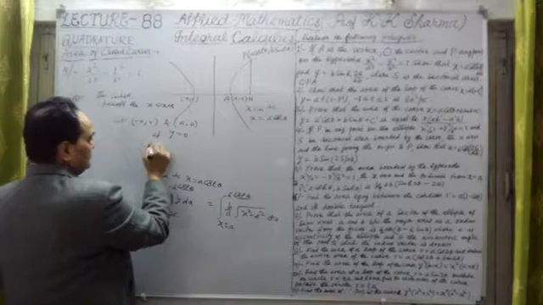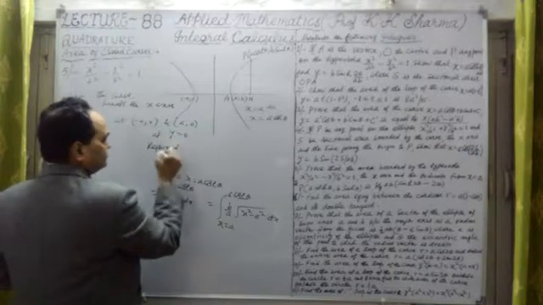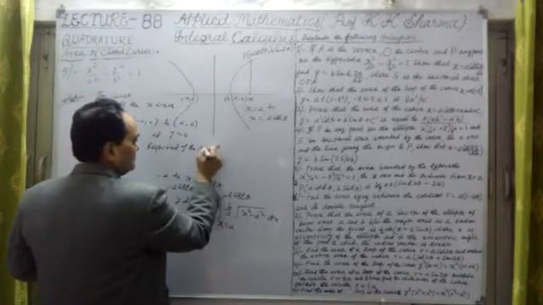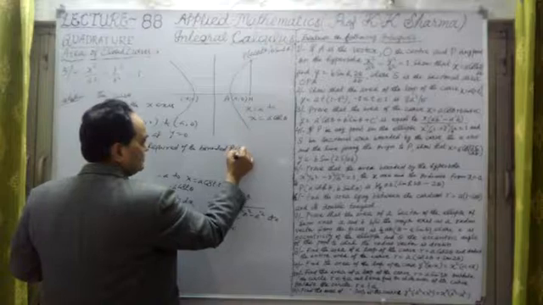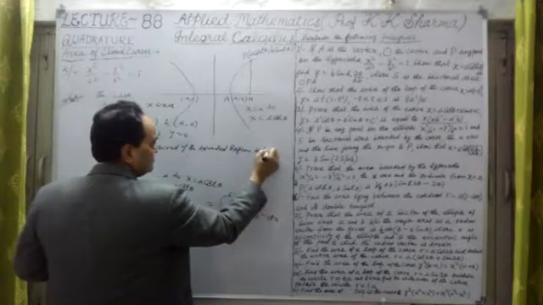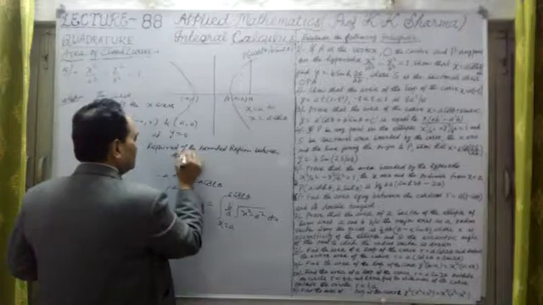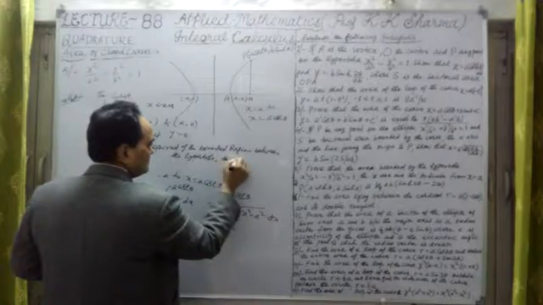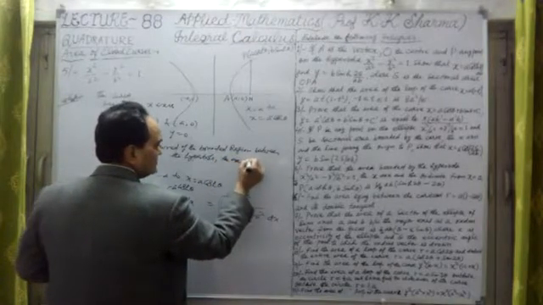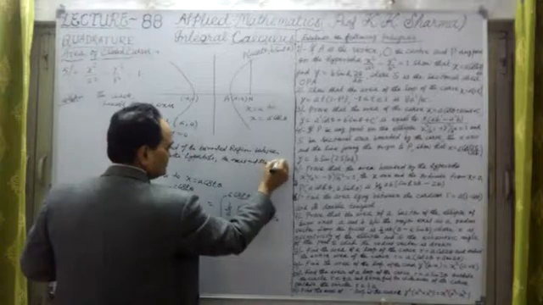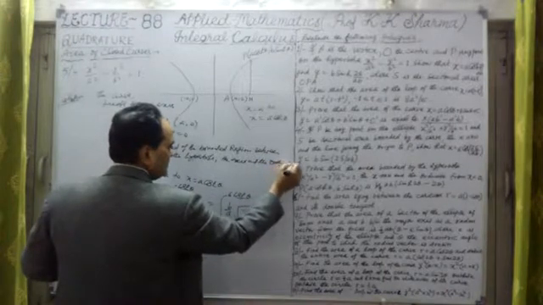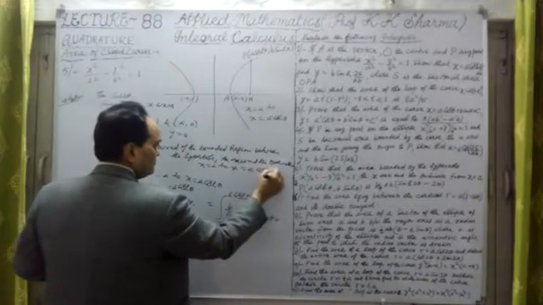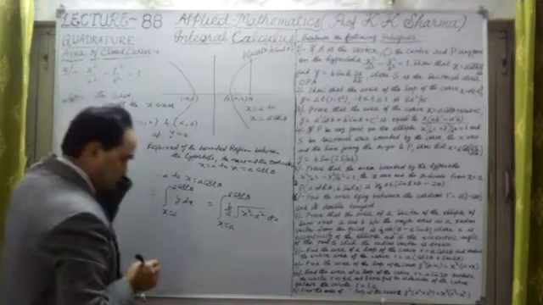Therefore, the required area of the bounded region between the hyperbola, the x-axis and the ordinates x equal to a and x equal to a cosh theta is given by this. This we are calculating.